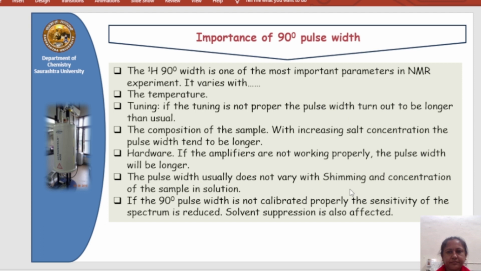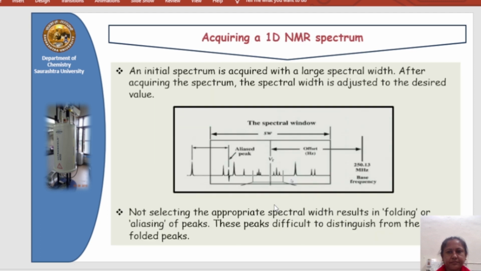The pulse width usually does not vary with shimming, and the concentration of the sample will not affect the pulse width. If the 90-degree pulse width is not calibrated properly, it means we set it in the XY plane or a negative plane, and at that time the signal will not be detected. So it is also necessary. And sometimes if the concentration of solvent is very high, suppression is also necessary. So here we go one by one through how it can work.